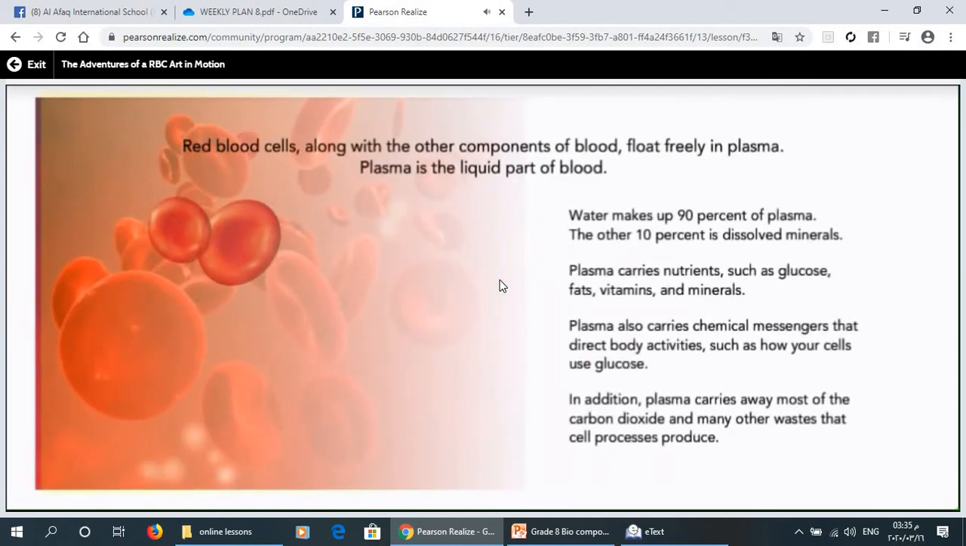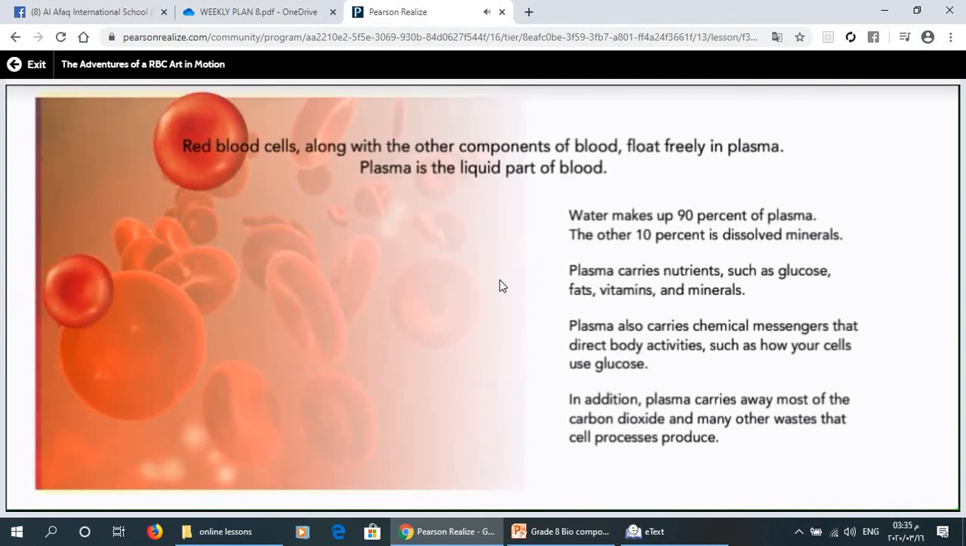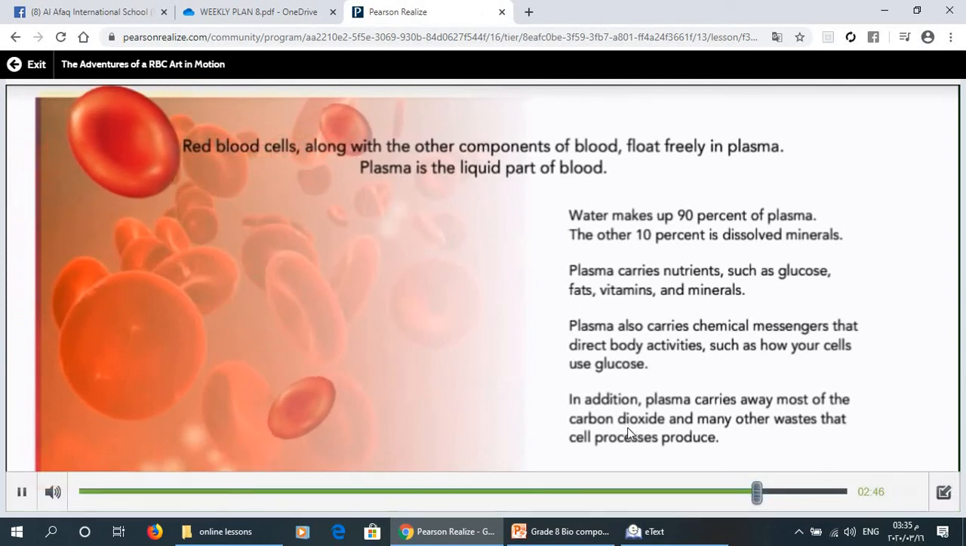Red blood cells, along with the other components of blood, float freely in plasma. Plasma is the liquid part of blood. Here we can see the function of the plasma.